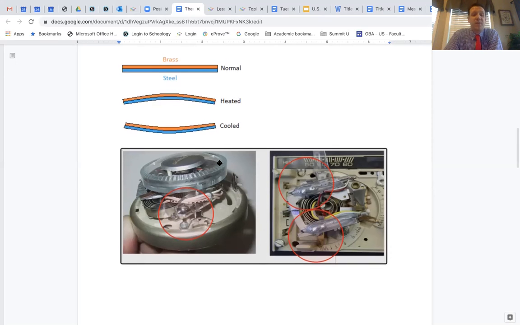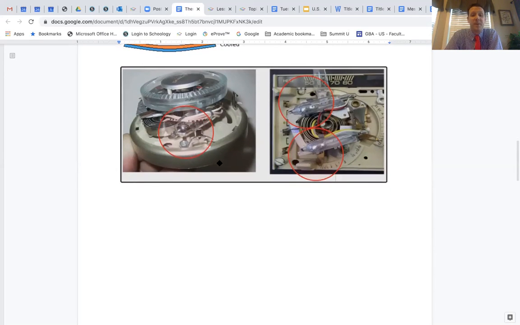All right, here's another one. You probably haven't seen this, but I have seen it multiple times in my life. This is actually a thermostat for a heating and air conditioning system. And they're really cool. They have a liquid mercury switch, which turns them on and off.